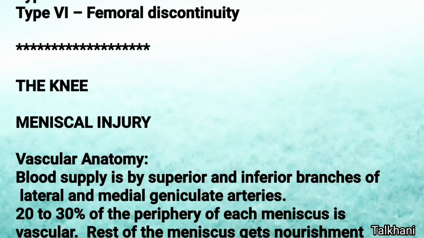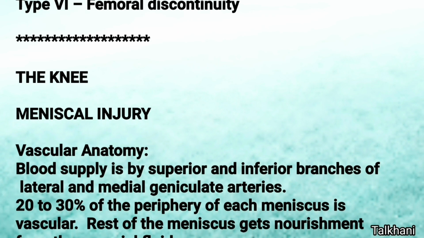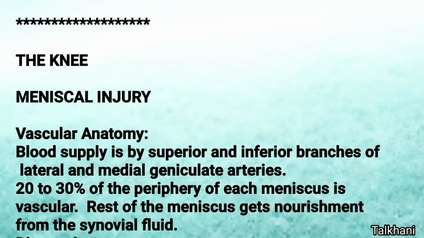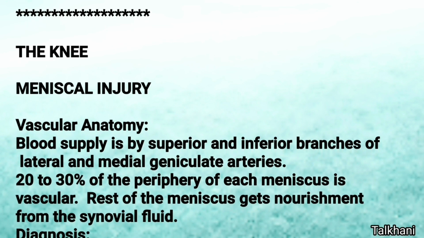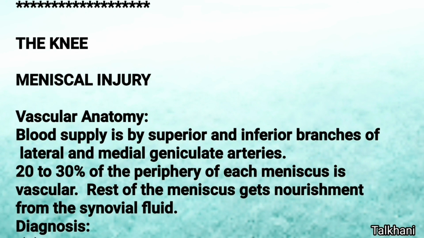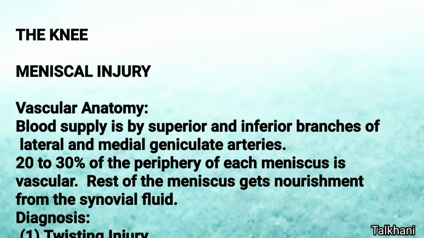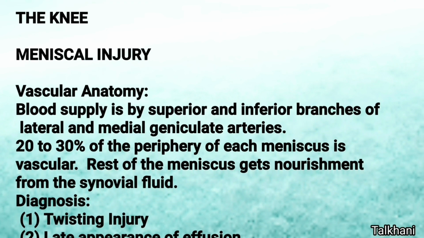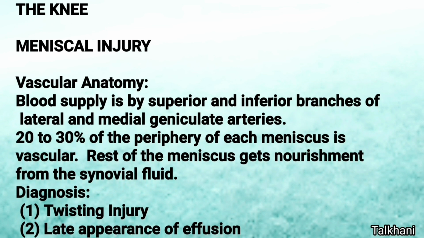The knee. Meniscal injury. Superior and inferior branches of lateral and medial geniculate arteries are the vascular supply to the meniscus. 20 to 30% of the periphery of each meniscus is vascular. The rest of the meniscus gets nourishment from the synovial fluid.